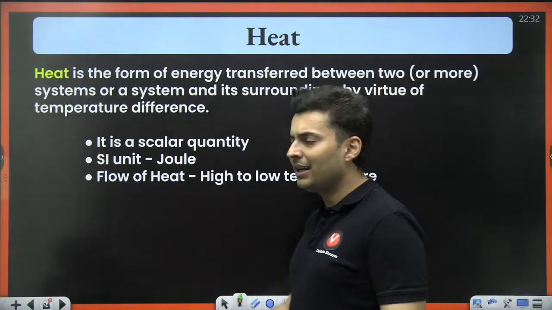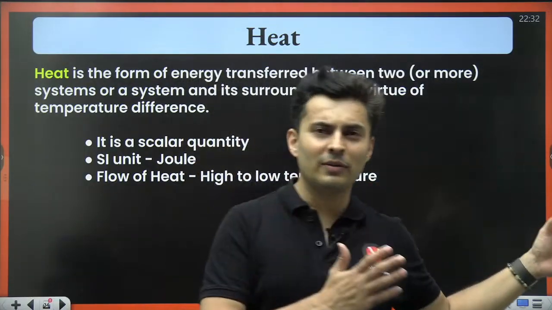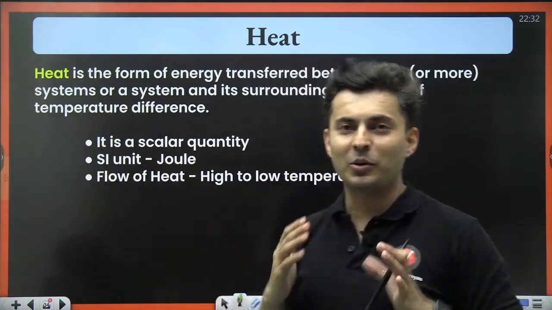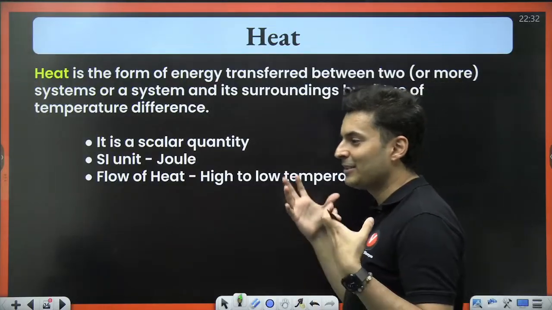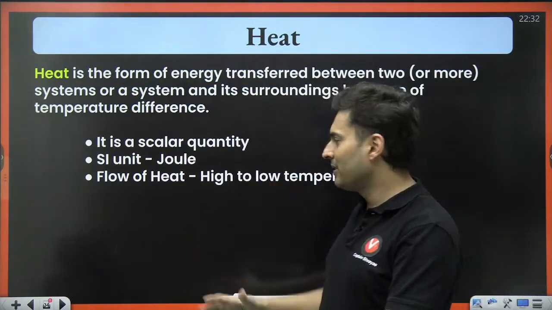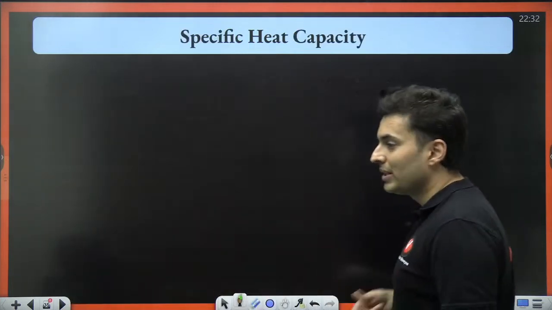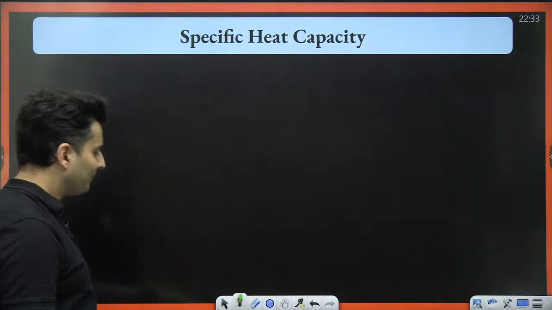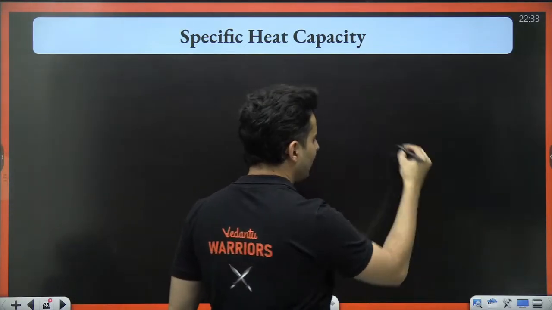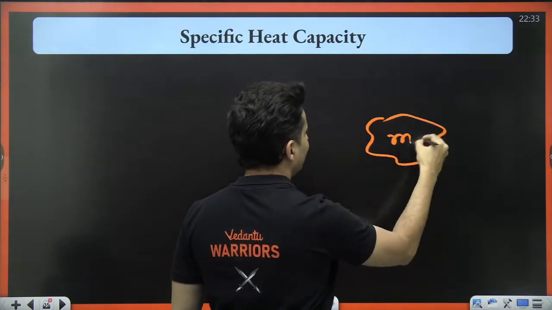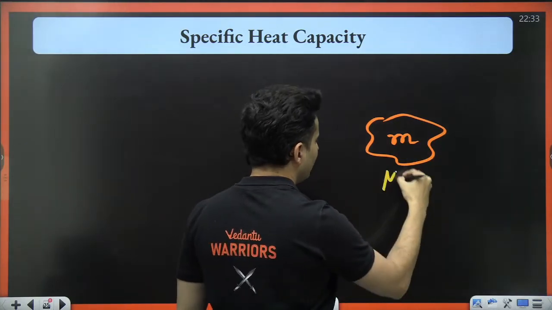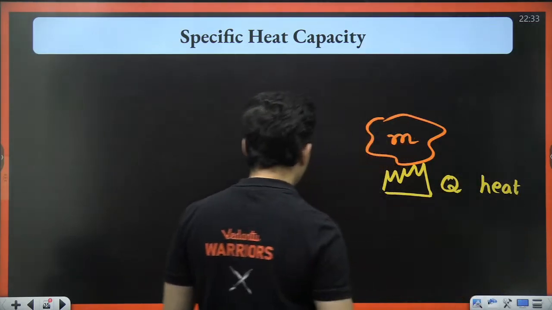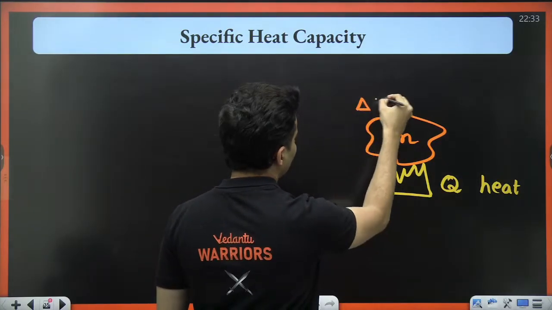So my dear warriors, heat, we all know, is nothing but the transfer of energy from one body to the other body. Heat flows from the hot side to the cold side. We know heat is a scalar quantity, and heat is measured in joules. So we know all these things. So what does this heat do? This heat can change the temperature. So I have a body of a certain mass and I heat it. I give it Q amount of heat.